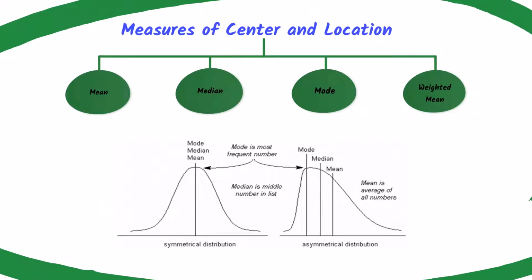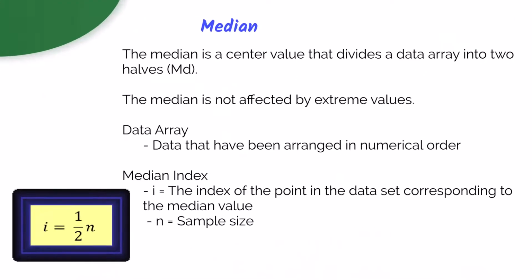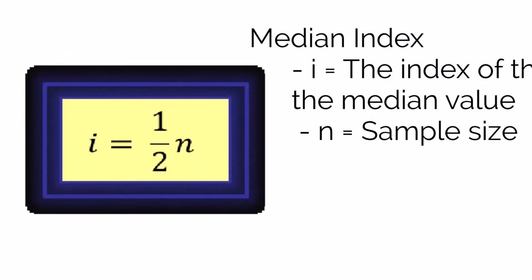Next, let's move on to the median. The median is a center value that divides our data array into two halves. We take our data values and arrange them in numerical order from smallest to largest. To calculate the median, you also must identify the median index. The index tells you the position of where our median is within our data set. Here is the formula for the index, where we take 1/2 times lowercase n, which is our sample size.